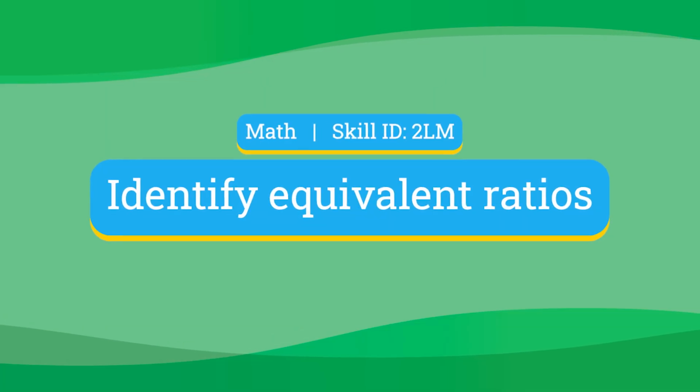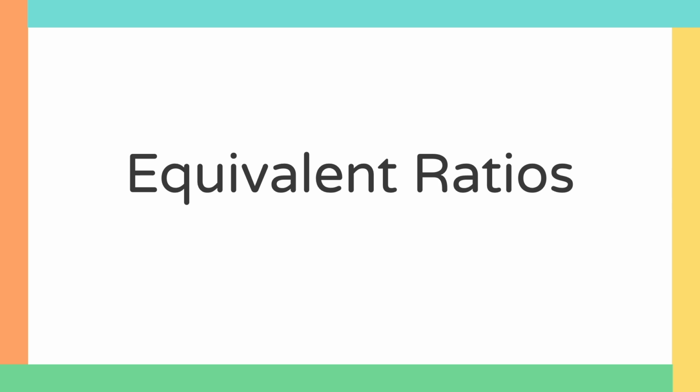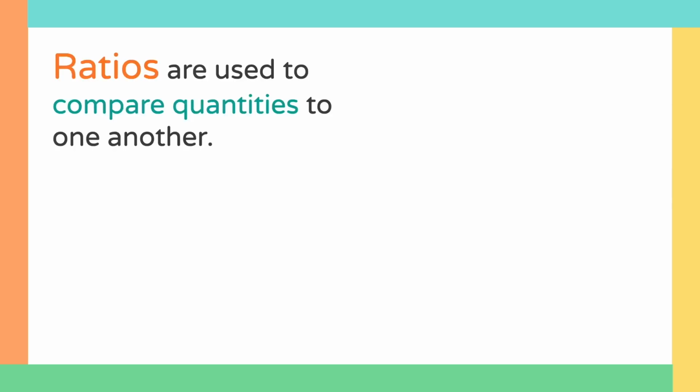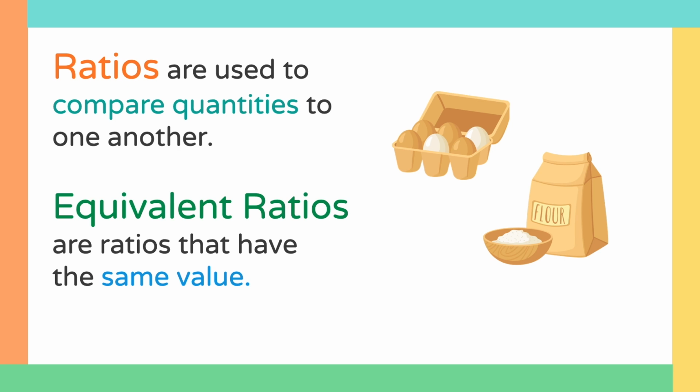Hi there! Today we're going to learn how to identify equivalent ratios. Ratios are used to compare quantities to one another. For example, when you are baking, you might use the ratio of one ingredient to another to increase or decrease the recipe size. Equivalent ratios are ratios that have the same value.